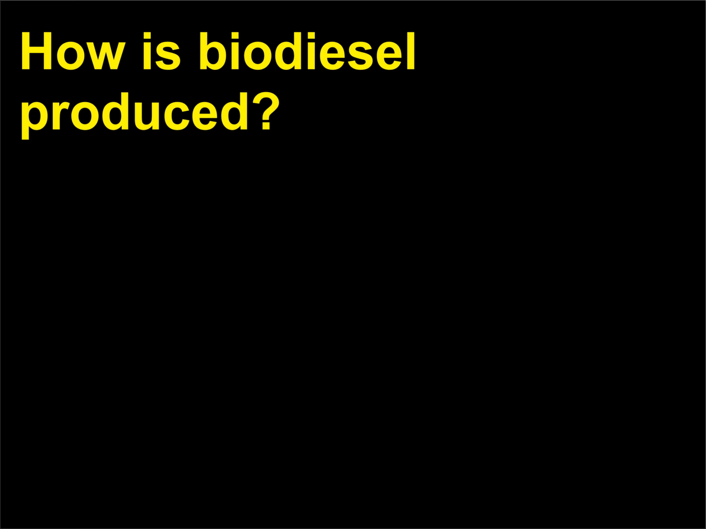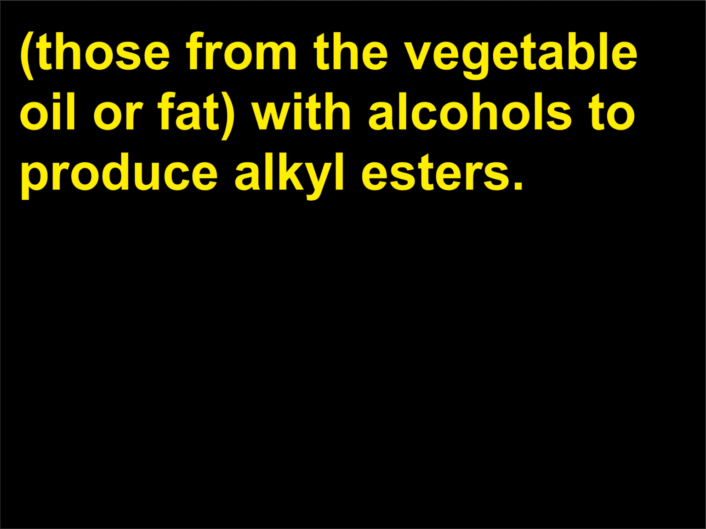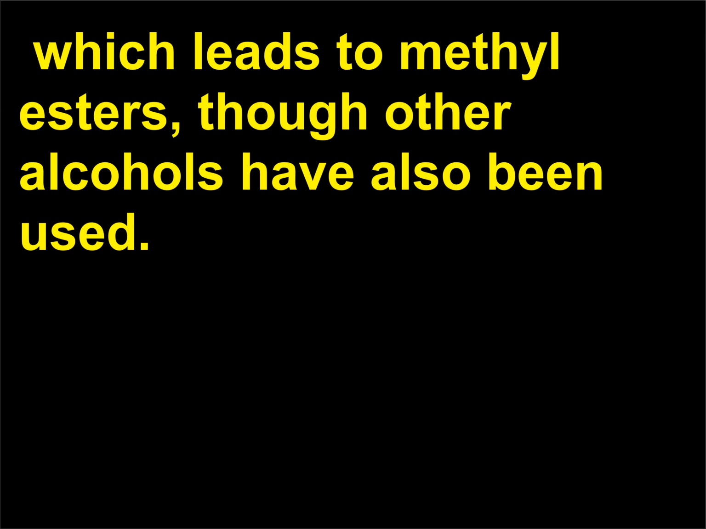How is biodiesel produced? The production of biodiesel fuel involves a chemical reaction called transesterification of lipids, those from the vegetable oil or fat, with alcohols to produce alkyl esters. Methanol is most commonly used as the alcohol in these reactions, which leads to methyl esters, though other alcohols have also been used.